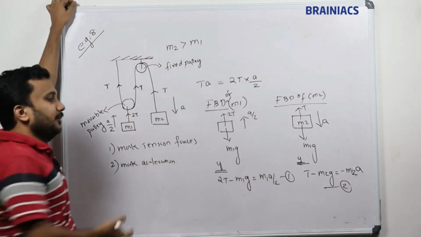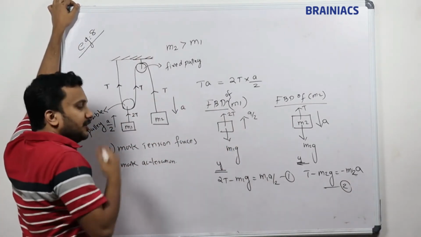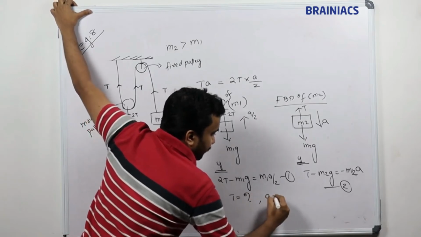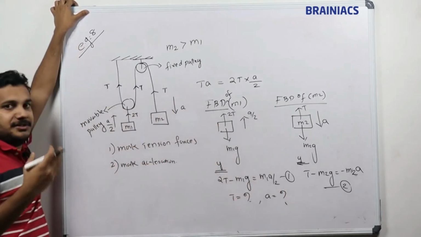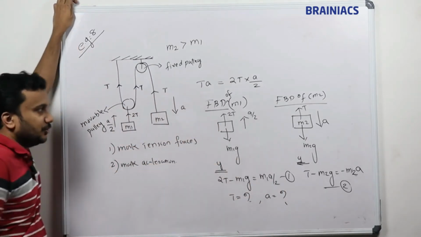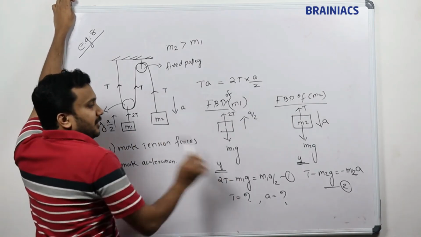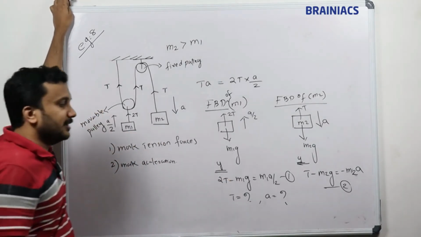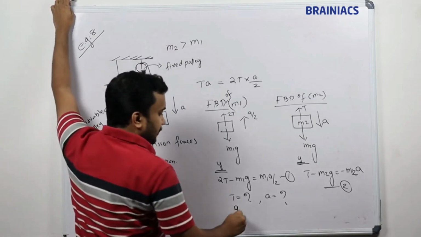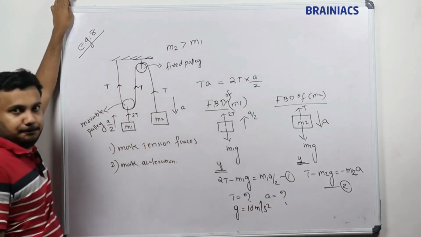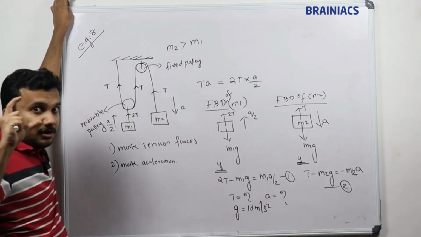What you have to do? You have to solve these two equations and find out what is the value of T and what is the value of acceleration. I am not solving here. If it is a real numerical problem, it is easy to solve because M1 and M2 values will be given. You can substitute them while you are solving the problem. You have to take G equal to 10 meter per second square. So in this case G will be equal to 10 meter per second square. Okay, this is the core concept.